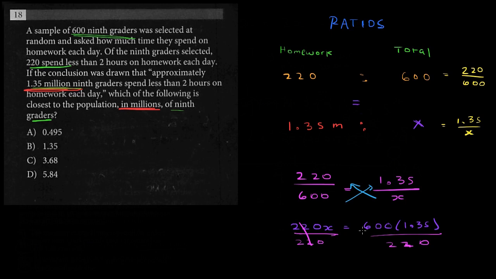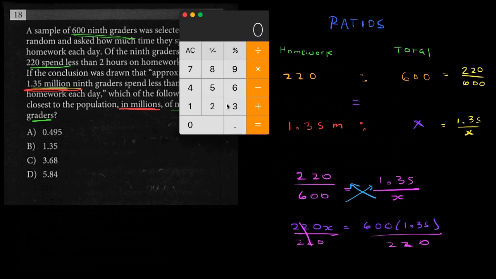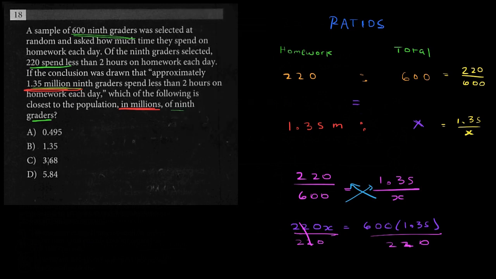This number right here, if I pop it into our calculator, should give x. So I do 600 times 1.35 divided by 220. That's going to give us 3.68, and that's going to be C.